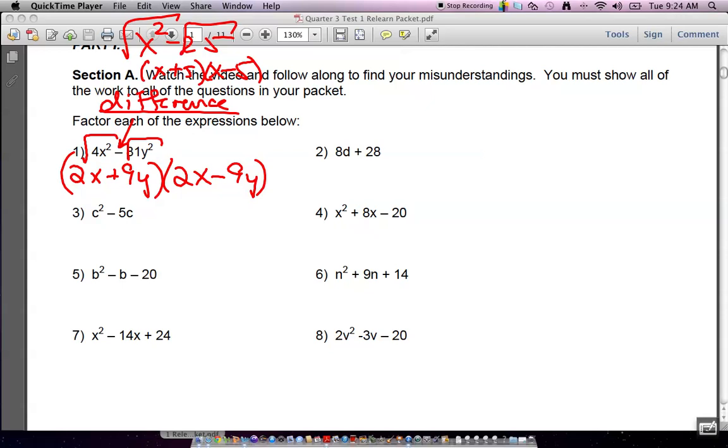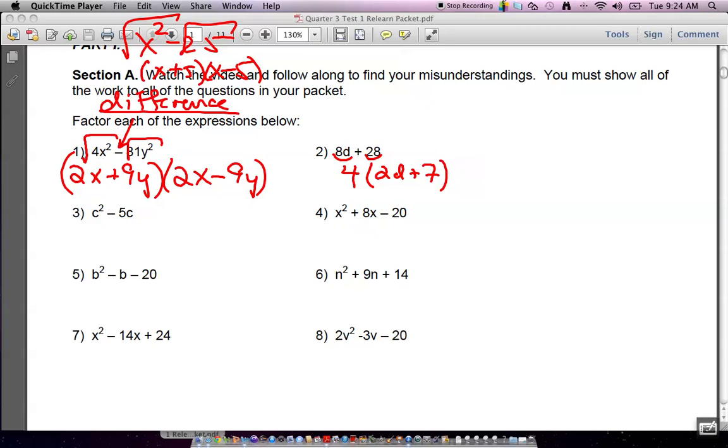Next, number 2. What do we do before we cross the road? Always look both ways. So what do we do always when we factor? We look for a common factor. Is there anything in common between an 8D and a 28? Sure there is, a 4. So 4, now remember, factoring is division. It's anti-distribute. So that's 2D plus 7.